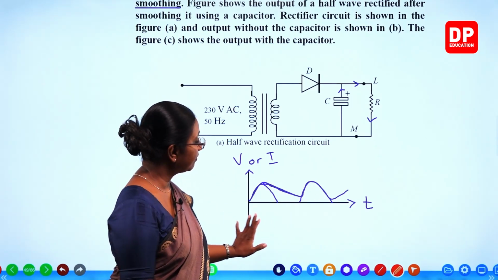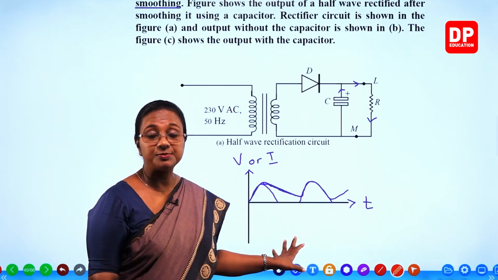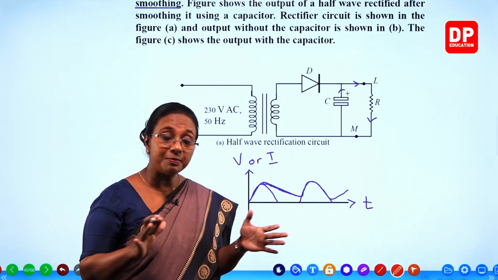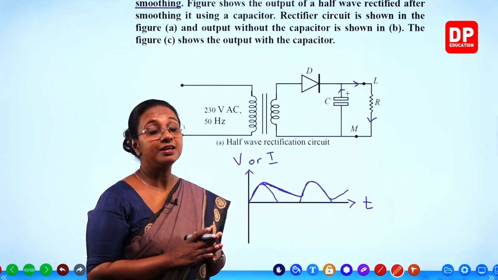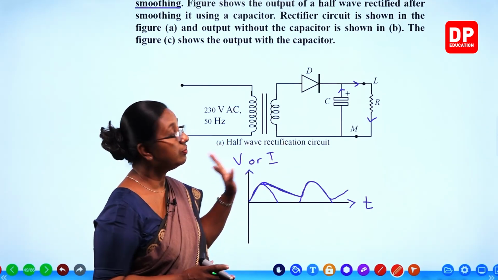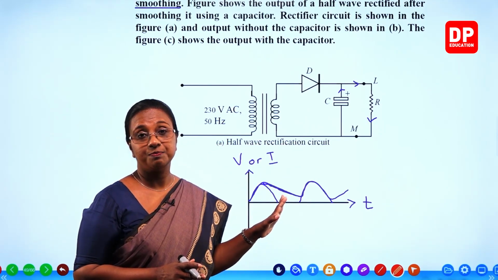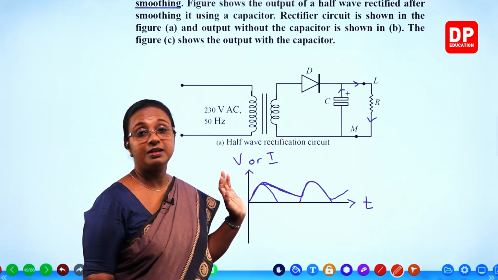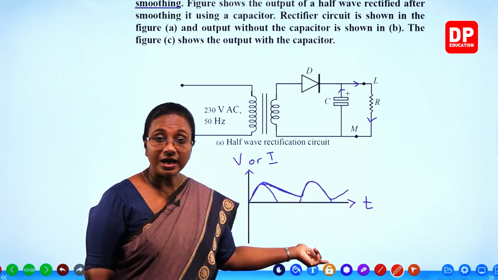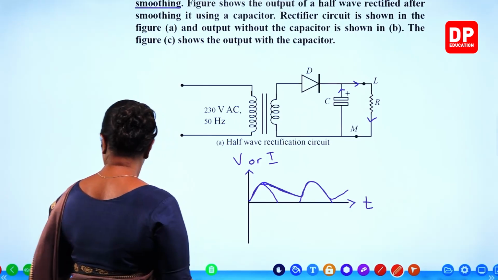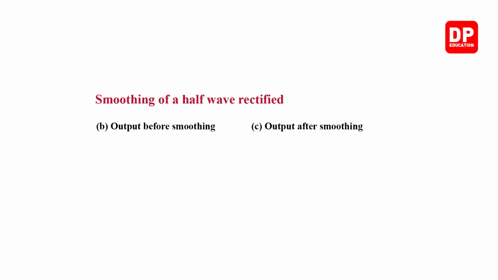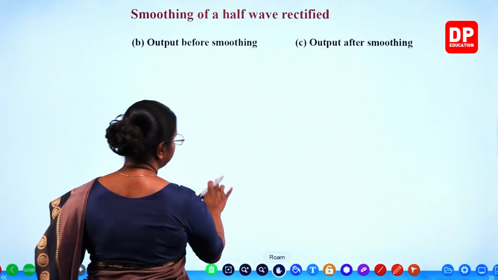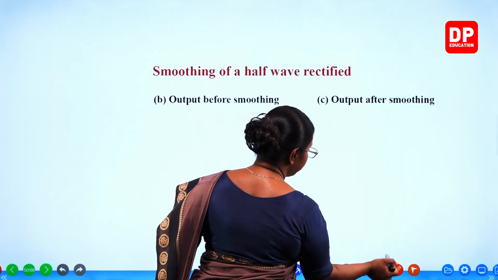Now here, of course, students, I have just combined both the graphs just to explain it to you all. In the next slide, I will separately draw the graph, then you can understand the difference. So this is how we smooth the rectified current. This is the smoothing of half wave rectified current. We will look at the graphs again in the next slide. So smoothing of a half wave rectified current, that is half wave rectified. B is the output before smoothing and C will be the output after smoothing. So if we draw them separately.